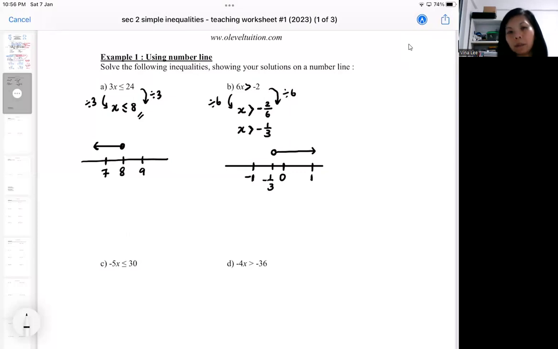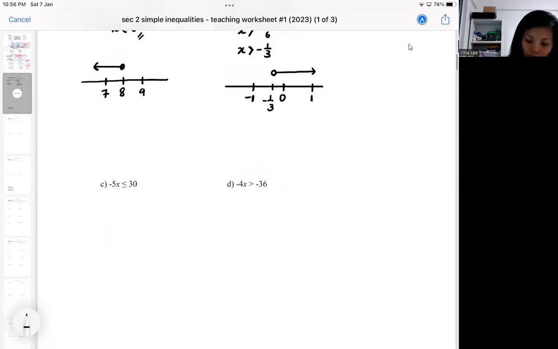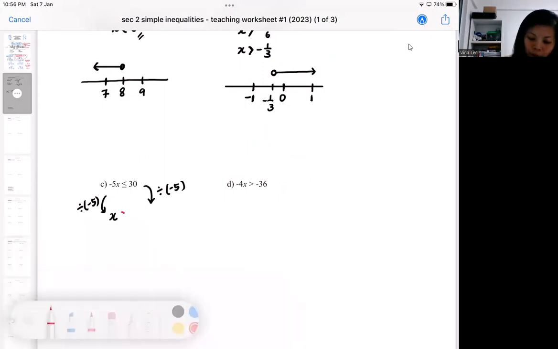So if you look at A and B, we are both dividing by a positive number, so there is no change in the sign. We do not change the direction of the sign. But in the next one, this is -5x lesser than or equal to 30. How am I going to get 1x? I got to divide both sides by -5, and I can get 1x. I need to reverse the sign. Change the direction.